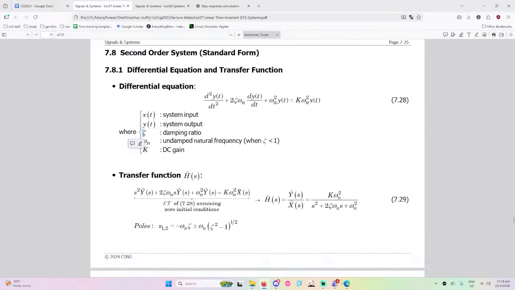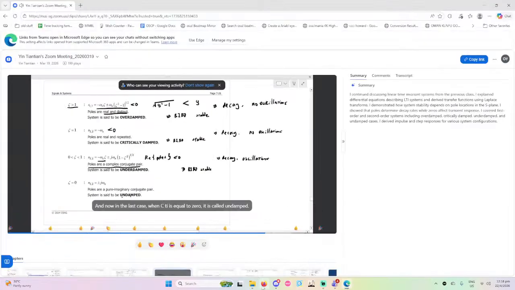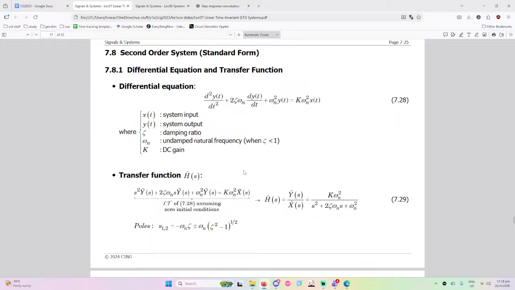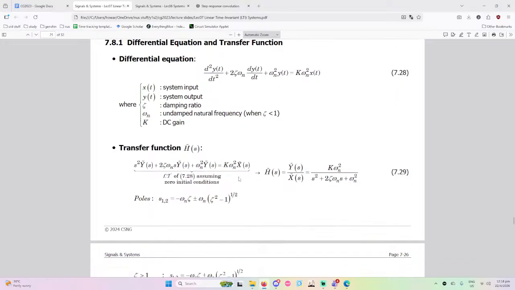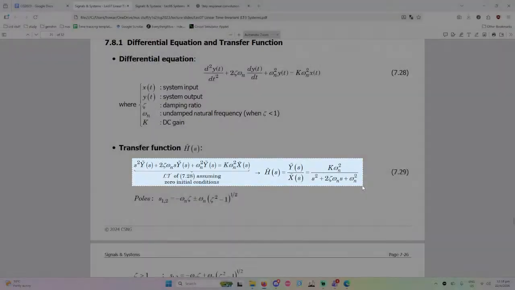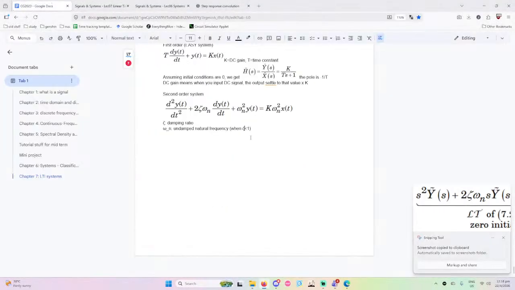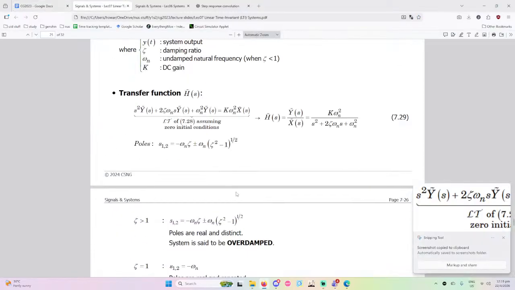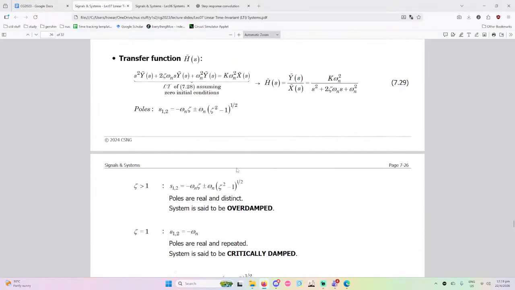And now in the last case, when theta is equal to 0, it is called undamped. So here, the poles will be equal to plus or minus j omega n, which means the two poles are located on the imaginary axis, right? So we will have the two poles located on the imaginary axis, and the two poles are distinct. So does it mean the system is stable or unstable or marginally stable? Marginally stable. So it is marginally stable.